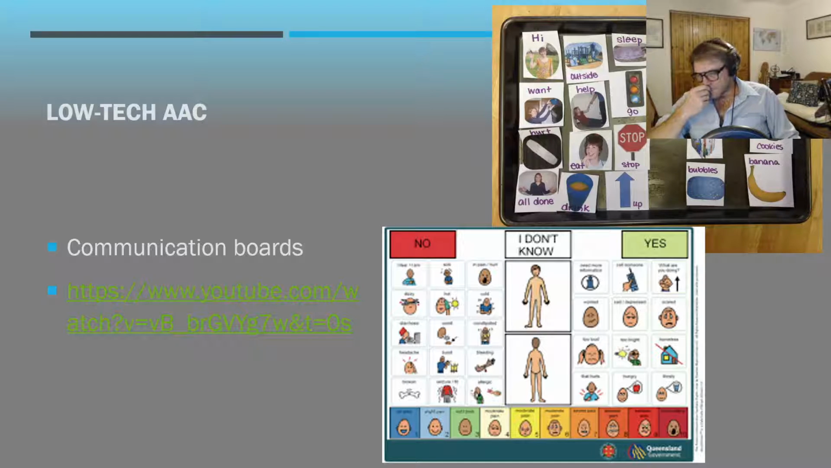So modeling the communication board is really, really important. We get a lot more compliance with using it when there's modeling. This is true for everything.